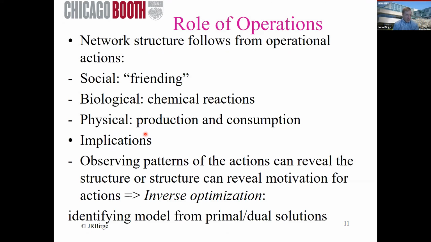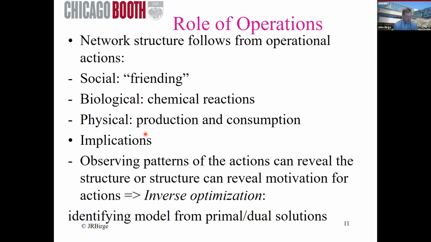You can think of all these as resulting from some kind of action, as I was saying. In the social network, you might be reaching out to people to become friends with them. In the biological network, the action is an actual chemical reaction. In physical networks like the electric power network, as I said, it's production and consumption.